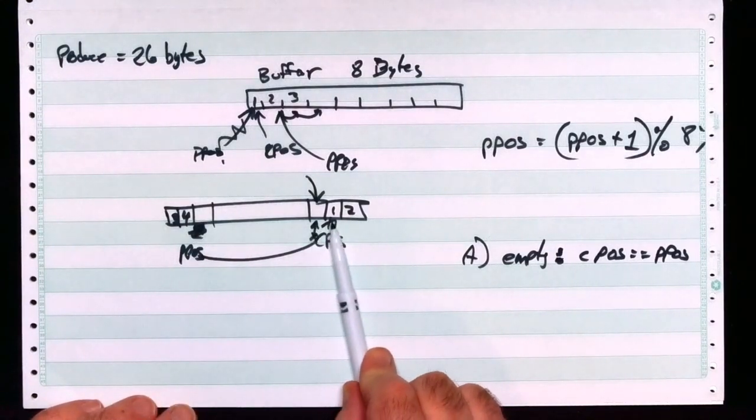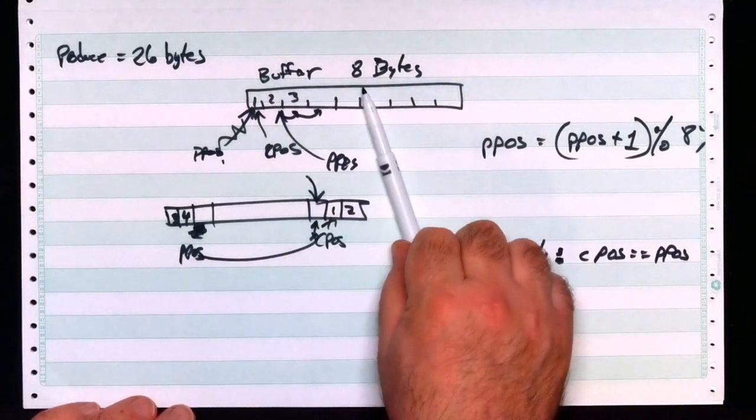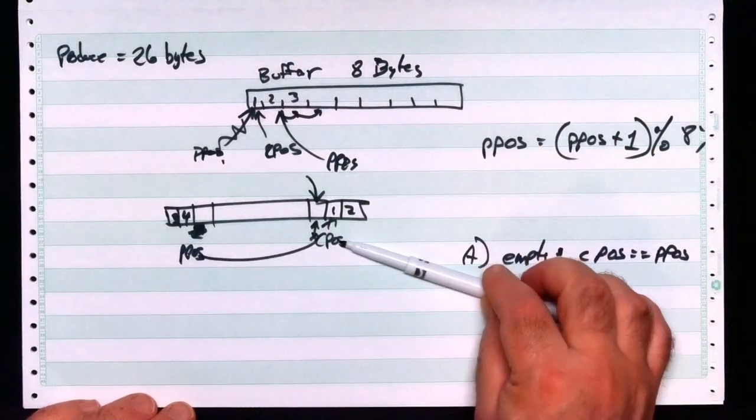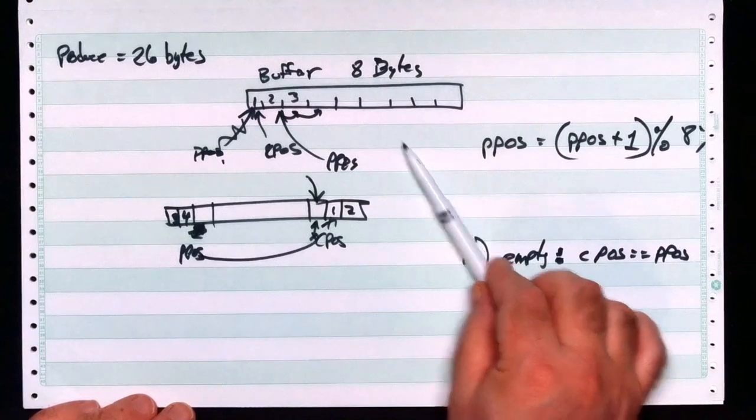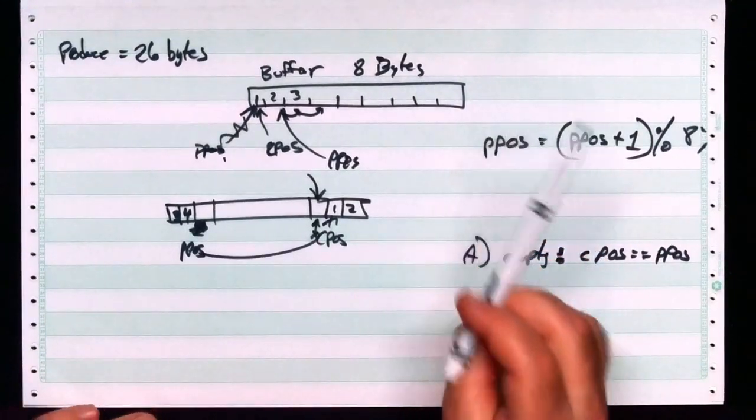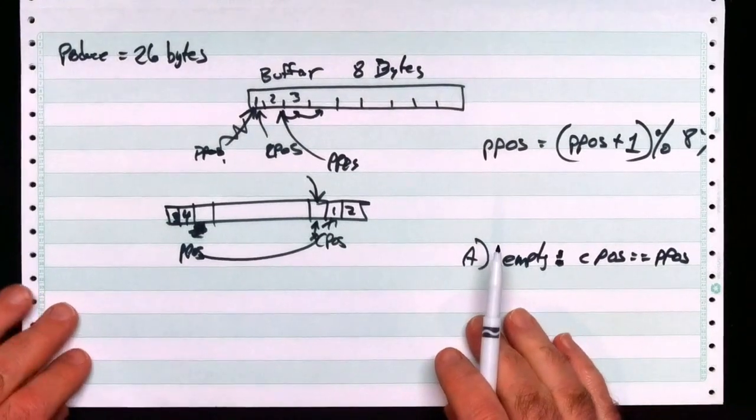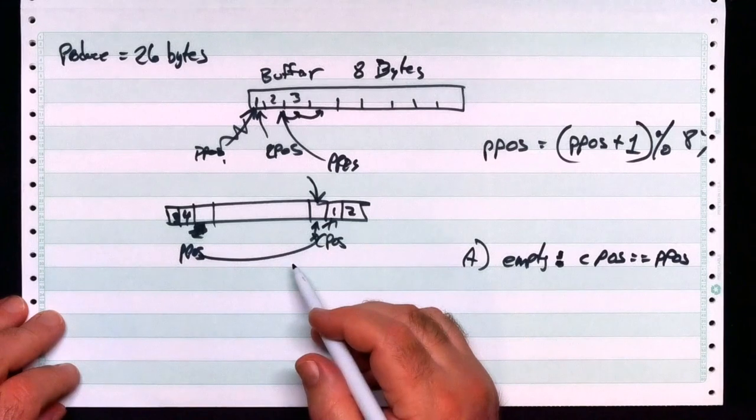Because if I did, then P-pos would move over here, they'd be equal, and it would be considered empty rather than full. So this has one downside, and using it in this specific manner, the most number of elements in this buffer is equal to the buffer size minus 1, okay? This is a great quiz question.